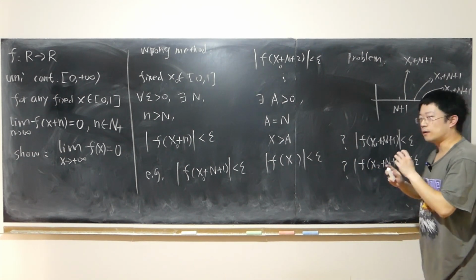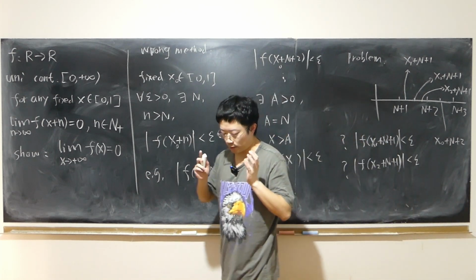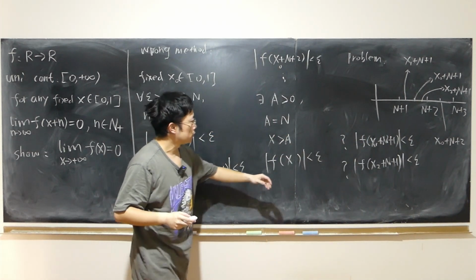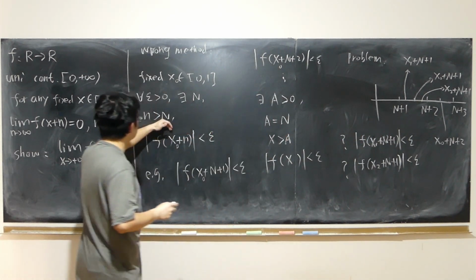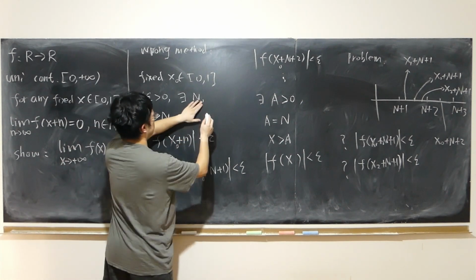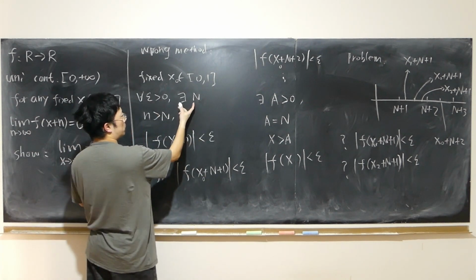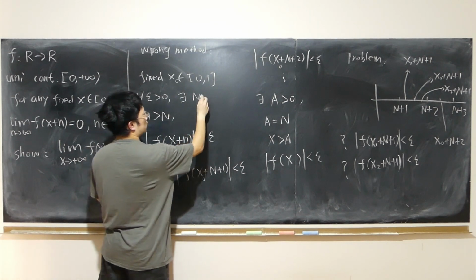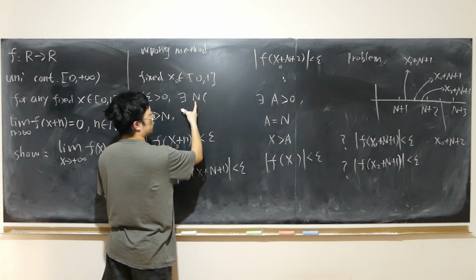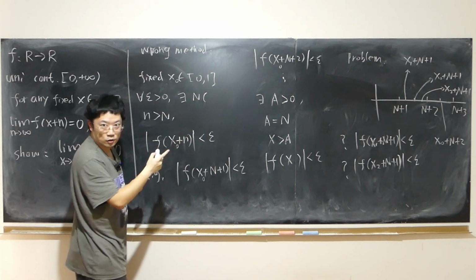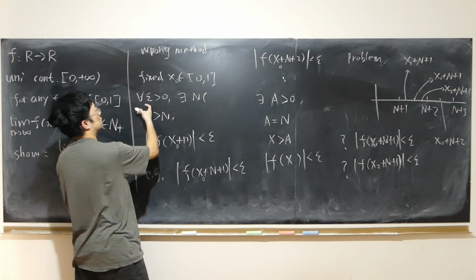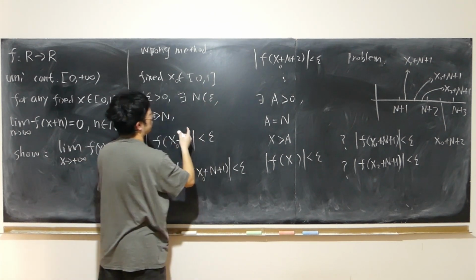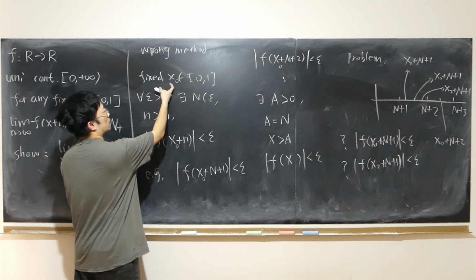So now you might be wondering, how about this? To be specific, this capital N we've just found is actually dependent not only on the value of epsilon, but also on the value of x naught.